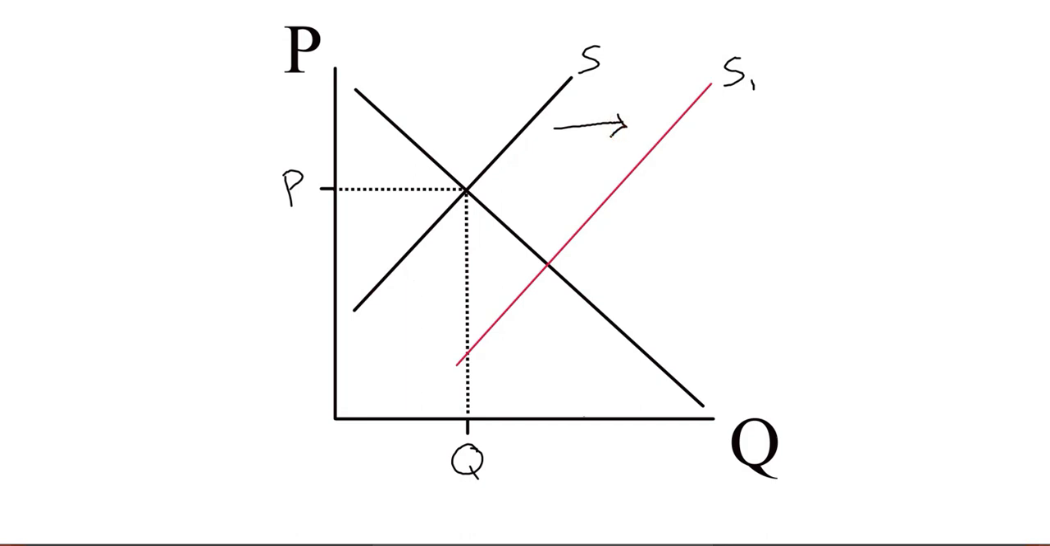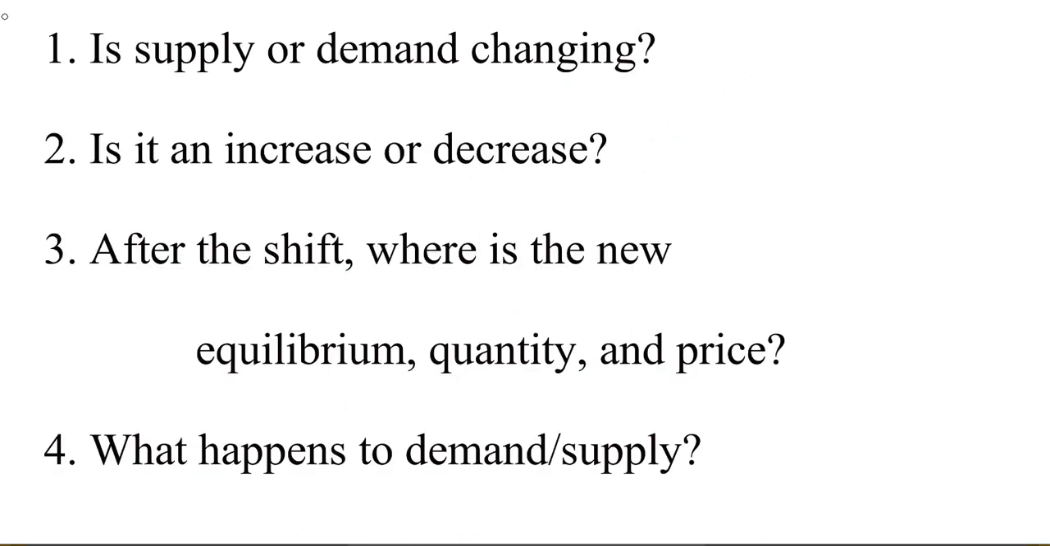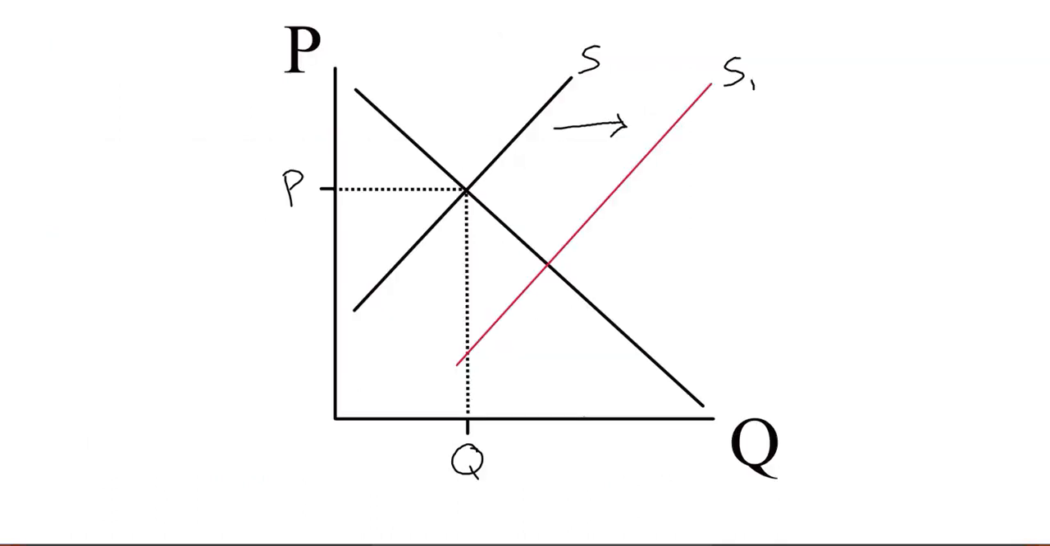And if we go back to those steps to solve that we used, we've done steps 1 and 2. So we know it's supply and we know it's an increase, a rightward shift. So now let's look at the new equilibrium, quantity, and price. If we look at our equilibrium, it's where the red and the black lines cross each other. So our new quantity is going to be here. And our new price is going to be here.